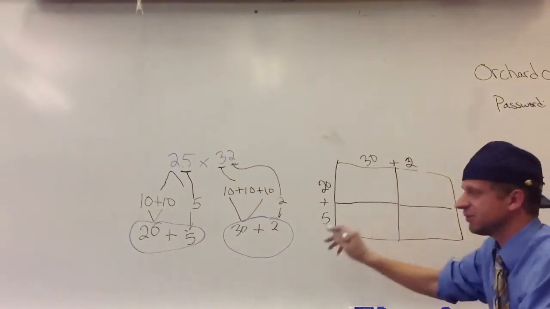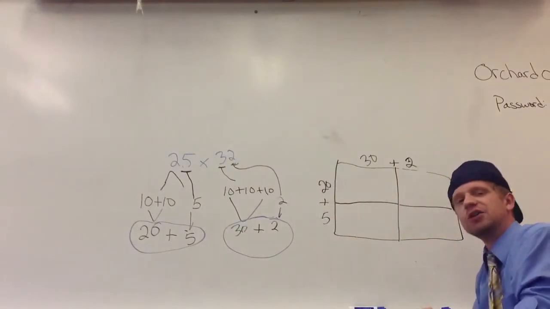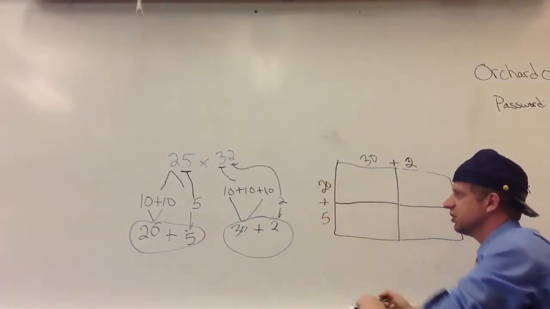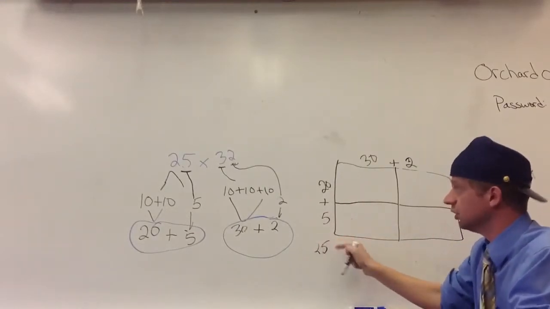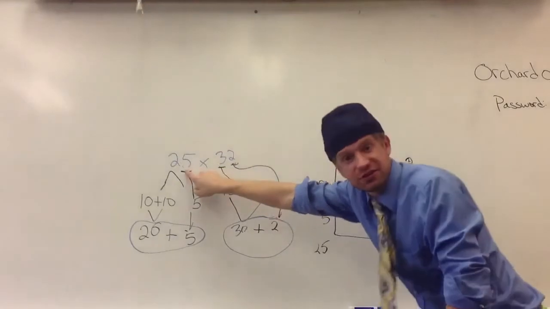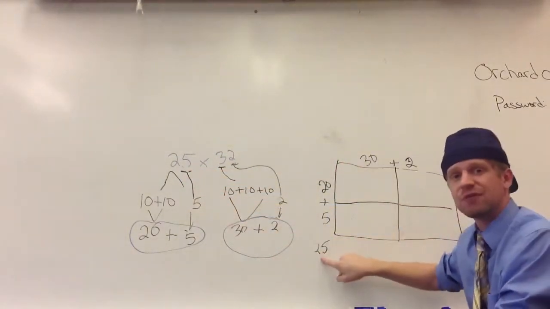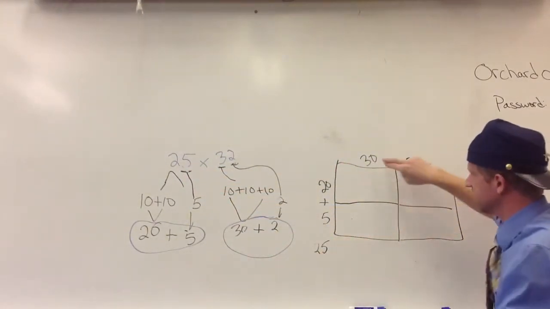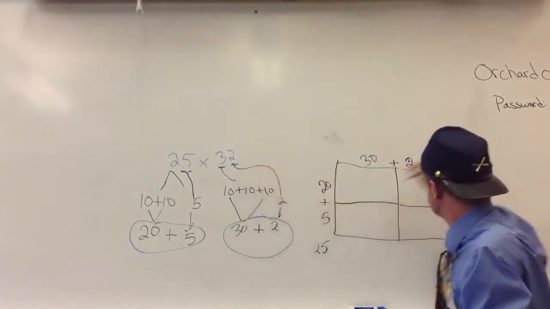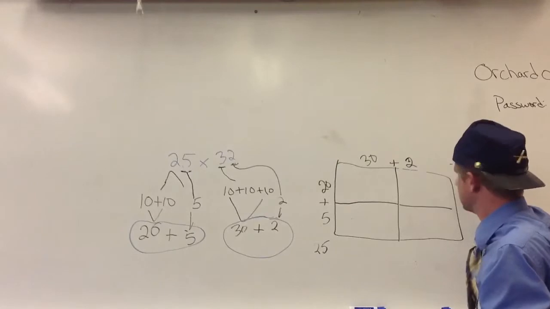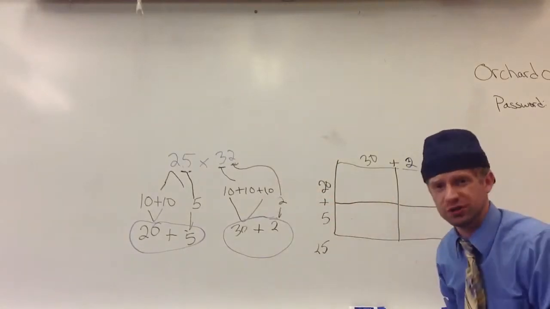Let's check to make sure we did this part right so far. How do you check to make sure you did it right? You just add these 2 numbers together. 20 plus 5 is 25, which is perfect because that's the number I'm dealing with. And that's what I have right here. So far I'm on the right track. Now let's look at 30 plus 2 gives me 32, which is what I'm dealing with. So far I'm perfect. We're golden.